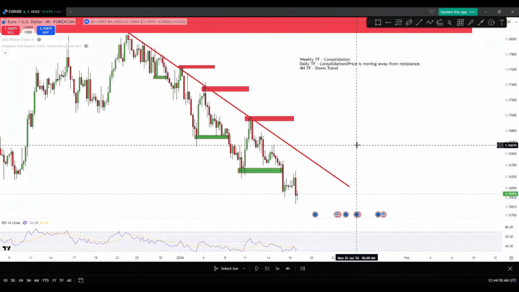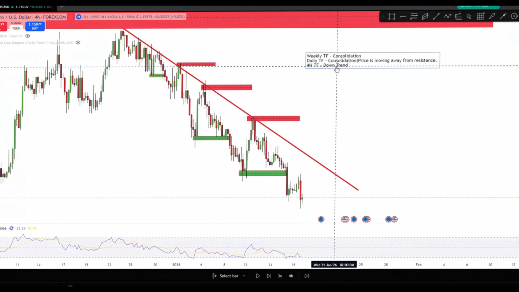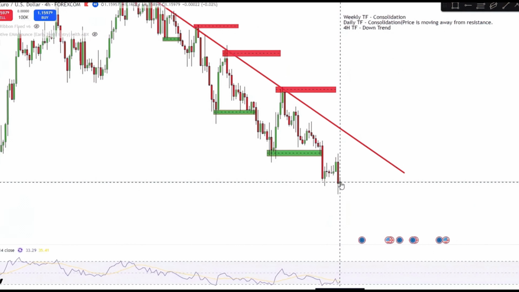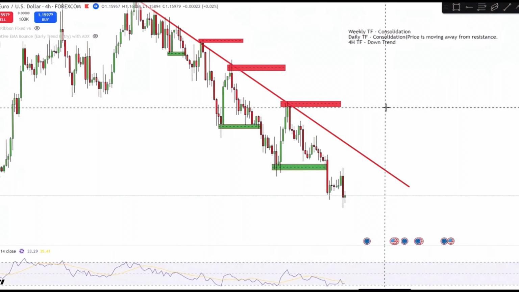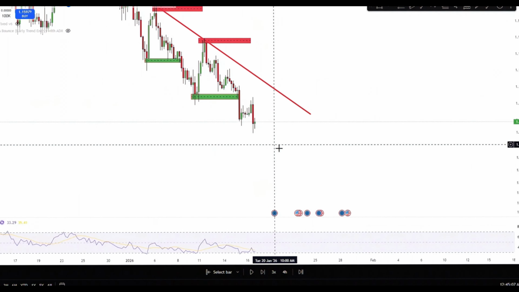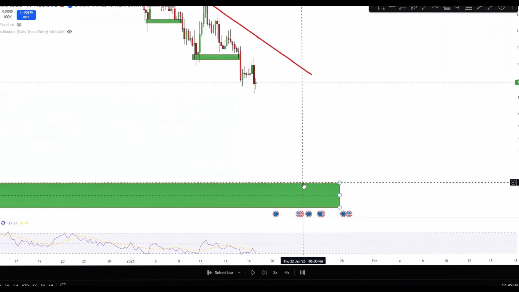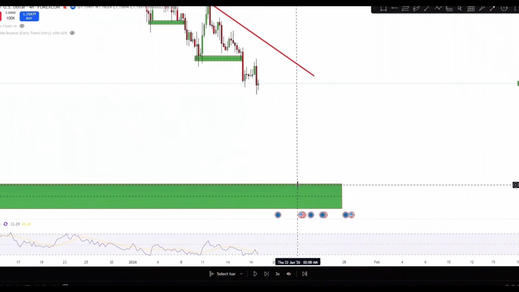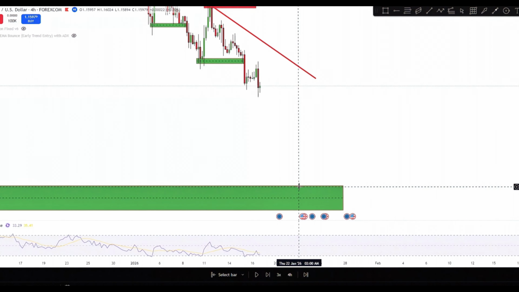So as you can see, the lower we go down on the time frame, the closer we get to more recent price action. So if this downtrend should continue, then price is targeting this level of support down here.